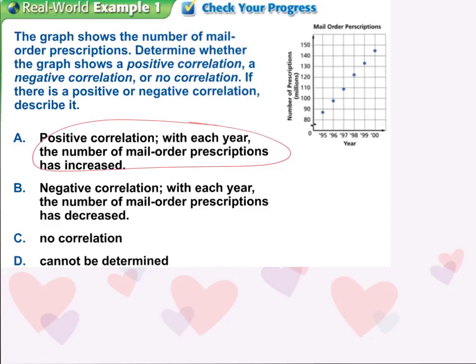And the interpretation is, with each year, the number of mail order prescriptions has increased. Or, in our words that we used, as the years increase, mail order prescriptions increase as well. Okay? So think about when you're describing it, if it's a positive, both X and Y labels are increasing.